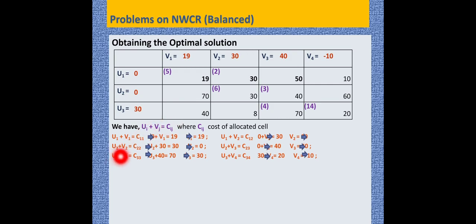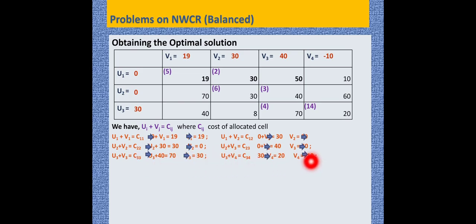Now U2 plus V2 is equal to C22, that is nothing but U2 plus 30 is equal to 30. So I will get U2 is equal to 0. Similarly, U2 plus V3 is equal to 40. So 0 plus V3 is equal to 40. So V3 will become 40. Similarly, we have calculated it for the other cells also.